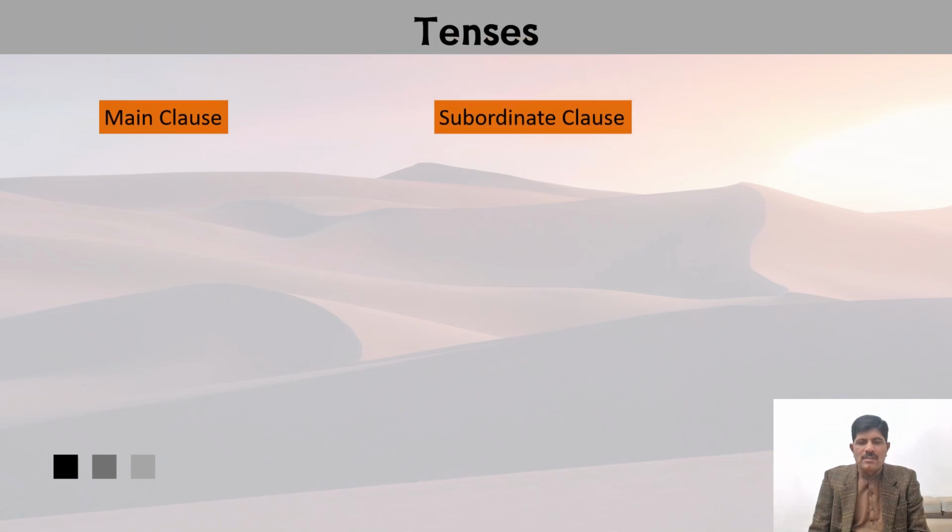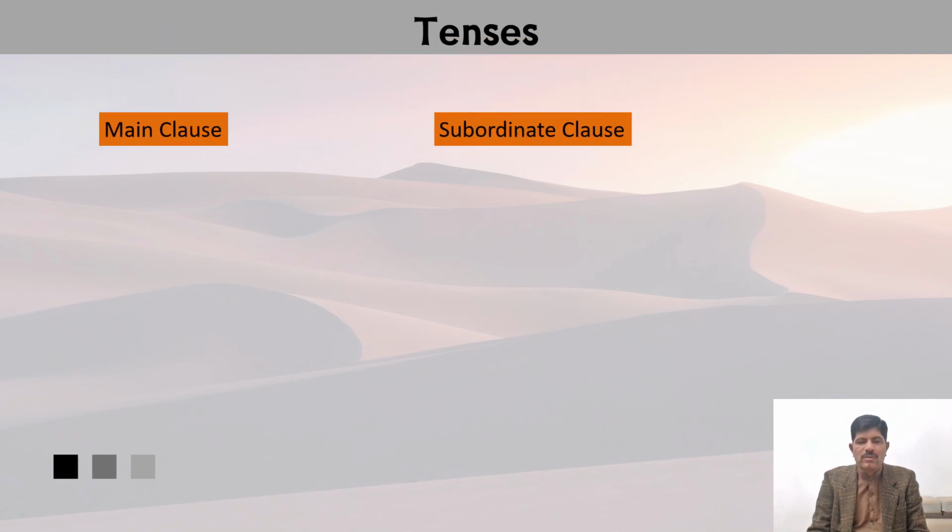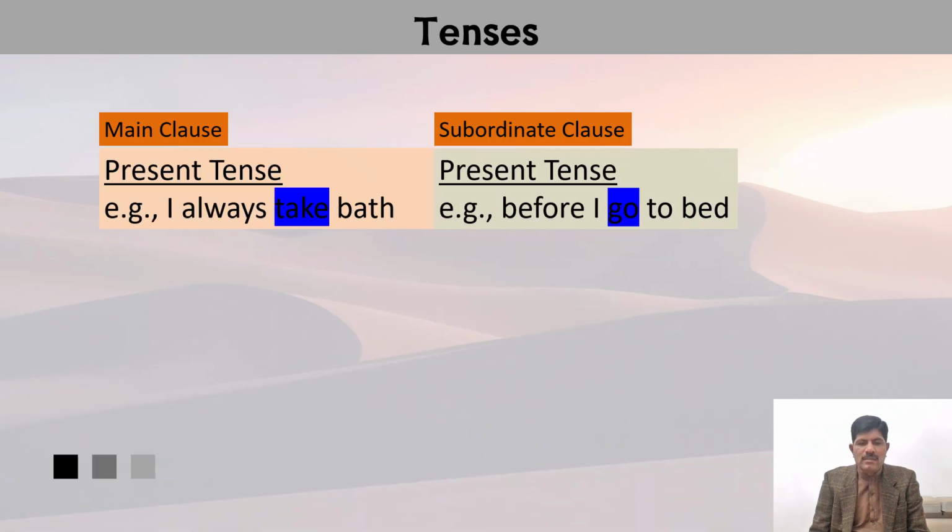So the combination of tenses, as we already know, it is a subordinate clause and it needs a main clause to clarify its full sense. So there must always be two clauses in a sentence. So the combination of tenses goes like this. If there is a present tense in a main clause, subordinate clause will also take the present tense. For example, I always take bath before I go to bed. So you observe present tense in both the cases.